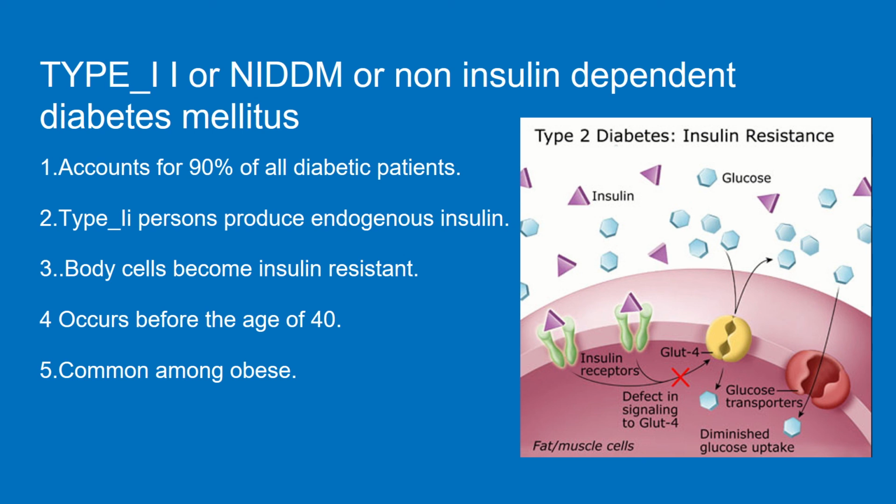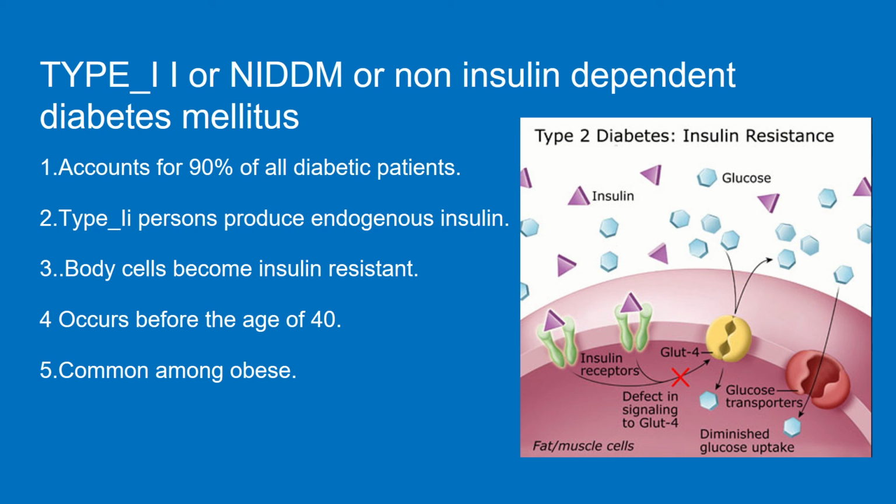It occurs after the age of 40. The reason for type 2 diabetes mellitus is obesity. That is, a person being overweight due to the production of a large amount of fat in body cells and also an increase in adipose tissue that stores extra fat molecules in it.